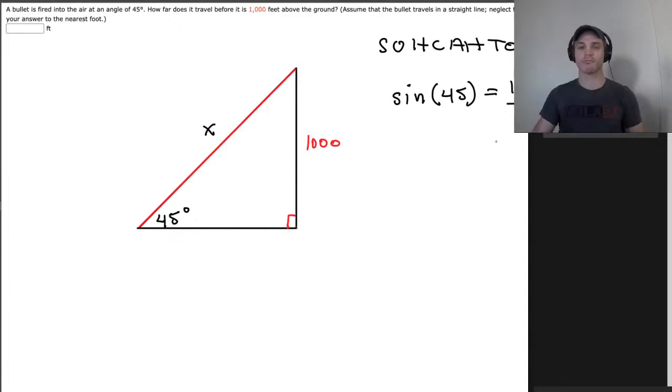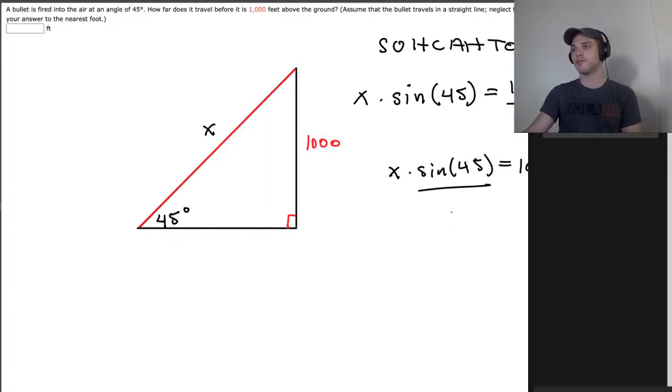And so I just make this relationship. That's it. And after I've got it on paper, that's when I start to worry about how to solve this thing. So I need to get the x in the numerator. So I'm going to multiply both sides by x, and I'm left with x times the sine of 45 degrees, which is equal to 1,000. And then I'm going to divide by the sine of 45.